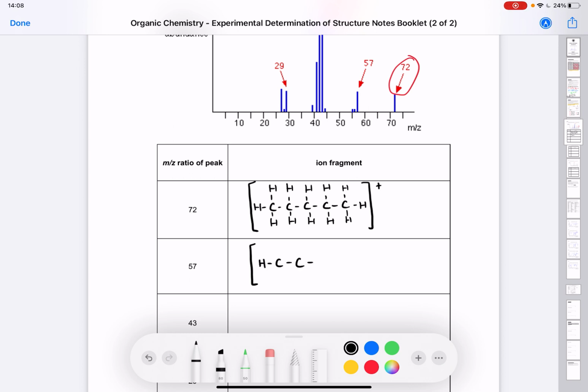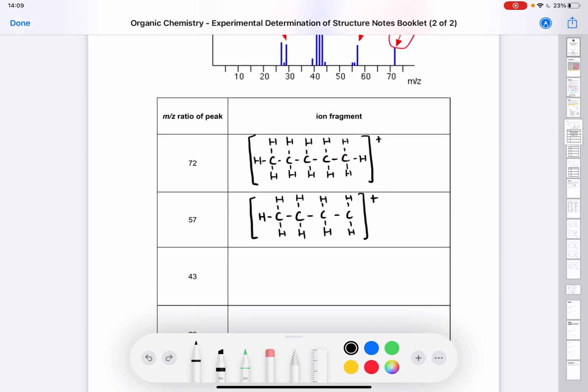So if we put in 1 carbon with 3 hydrogens, we will have a mass of 15. If we add another carbon with 2 hydrogens attached to it, we're going to add 12 plus 2. Then if we add another carbon with 2 hydrogens, we'll add another 12 and another 2. And then we'll add another carbon and another 2 hydrogens, which will give us a mass of 57. So for that fragment, it's that bond that I've circled in yellow that has broken.